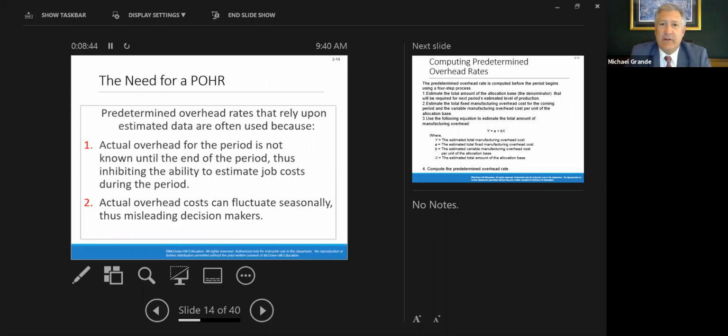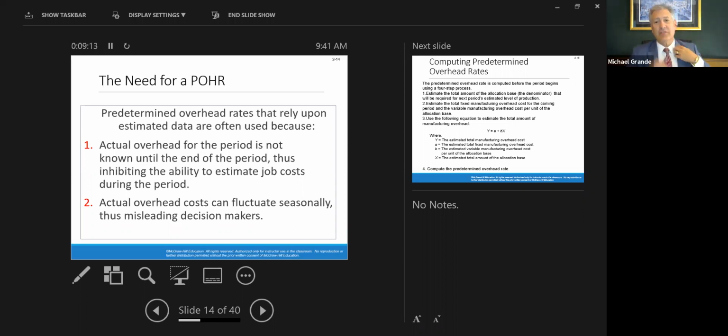The need for a predetermined overhead rate. Predetermined overhead rates that rely upon estimated data are often used because actual overhead for the period is not known until the end of the period, thus inhibiting the ability to estimate job costs during the period. We want a really good estimate of what it costs to make our product. And one of the big numbers in coming up with the cost of our product is manufacturing overhead.